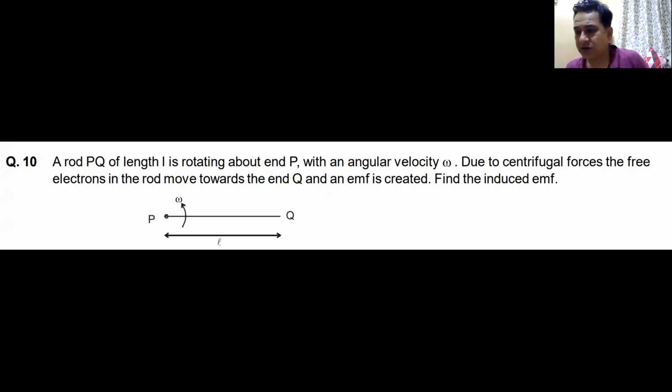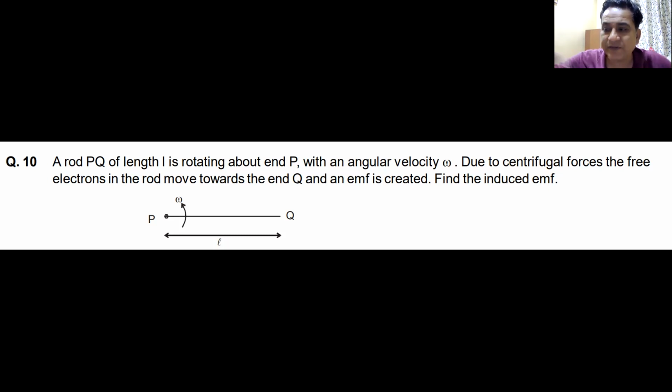Okay, then we move on to the next question, and the next question looks like this. It is somewhat different to the question that we have done before. A rod PQ of length L is rotating about the end P with angular velocity omega. Now remember, there is no magnetic field here. You must be surprised how EMF is induced. There is no magnetic field. Due to centrifugal forces, the free electrons in the rod move towards the end Q. Wow. And an EMF is created.